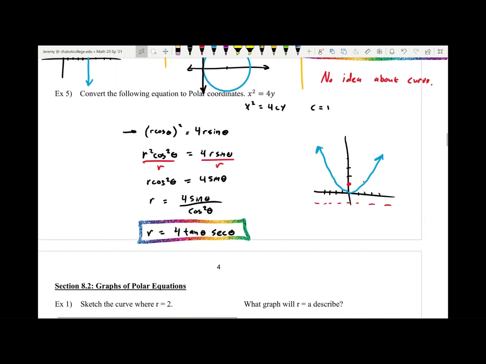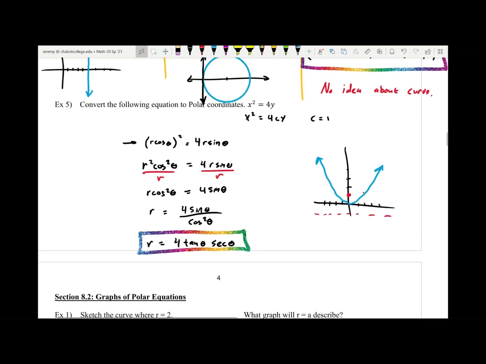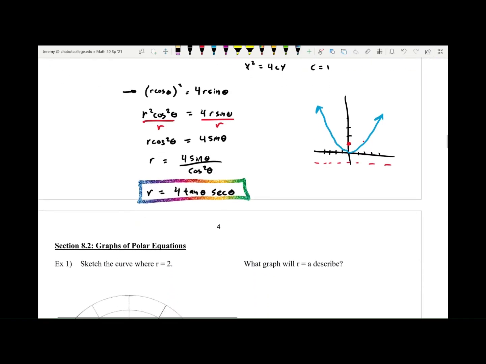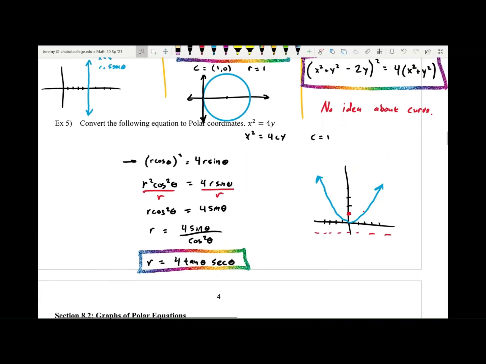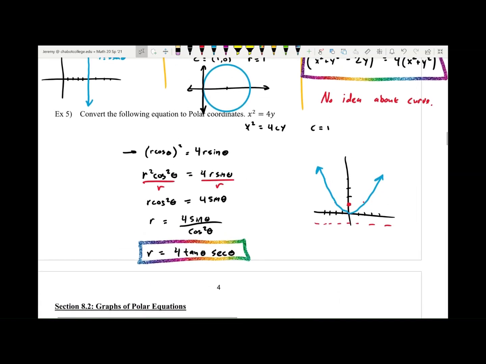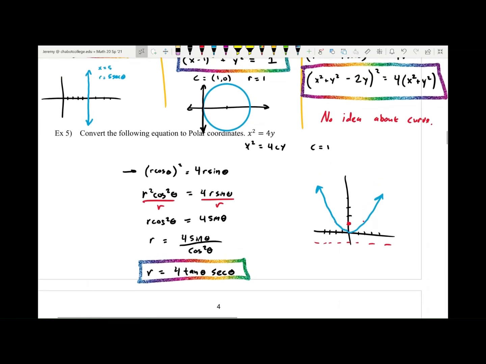All right, so in the next section, we're going to start looking a little more closely at the connection between this equation and this curve if we're thinking about polar coordinates. We're going to start to understand the relation between polar equations and polar graphs, and we're going to end up with some really, really cool results. So don't miss section 8.2. I'll see you over there.